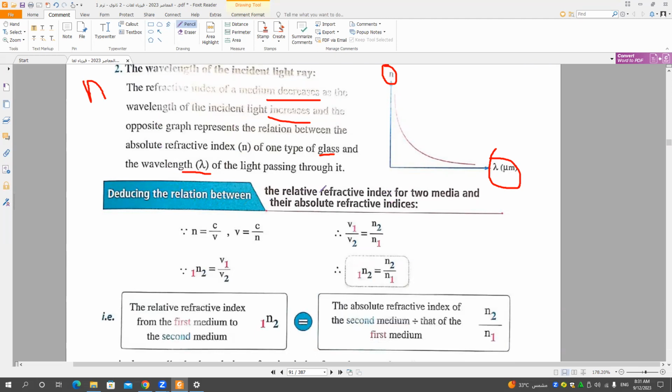Using the relation between the relative refractive index and the speed. Firstly, for the first medium, the absolute refractive index equals the ratio between the speed of light in air to the speed of light in the medium. So V equals C over N, and V1 over V2 equals N2 over N1, because they have an inverse relation.